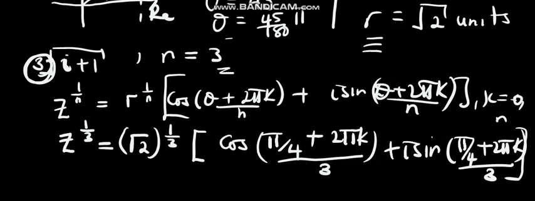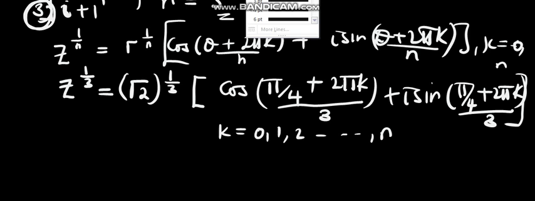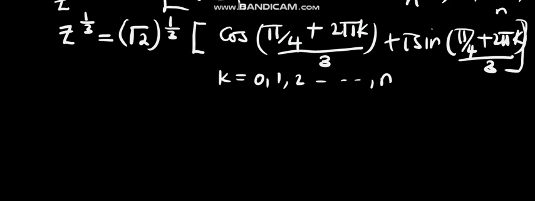So we have to define k. K will be equal to 0, 1, 2 up to n. Now k is going to determine the number of roots. Are we together? When k is 0, we shall find the first root, when k is 1, we shall find the second root, and when k is equal to 2, we shall find the third root.